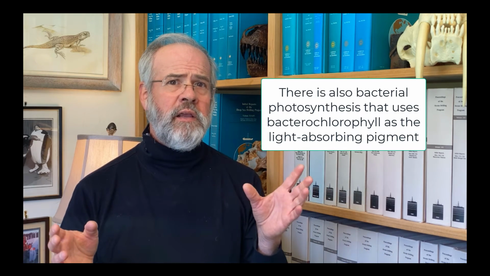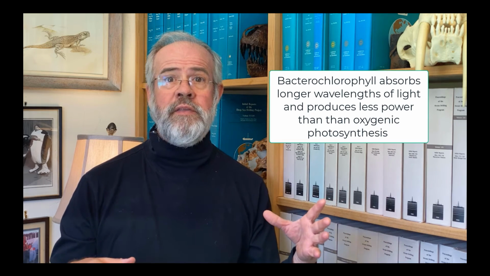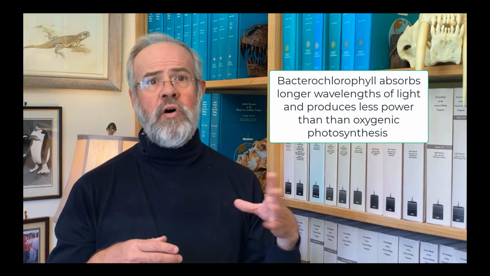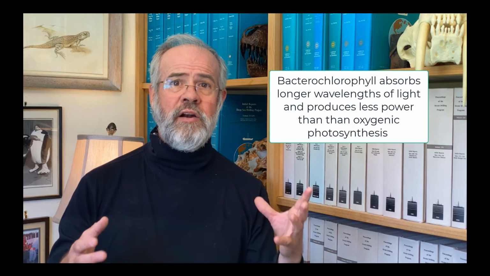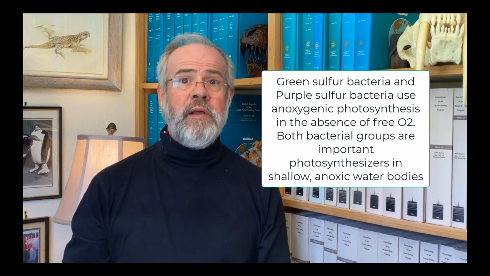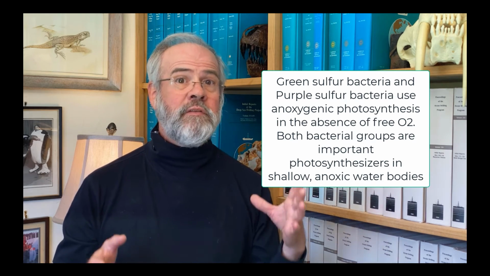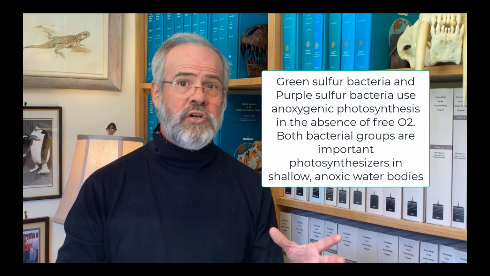The second variety is bacterial photosynthesis using bacteriochlorophyll. This system is called anoxygenic photosynthesis. It absorbs longer wavelengths of light than the varieties of chlorophyll used in oxygenic photosynthesis. The use of long wavelengths of light means that anoxygenic photosynthesis produces less energy than the oxygenic photosystem. Sulfur bacteria, like the green and purple sulfur bacteria, run this photosystem in the absence of free oxygen and react hydrogen sulfide with carbon dioxide to make sugar.